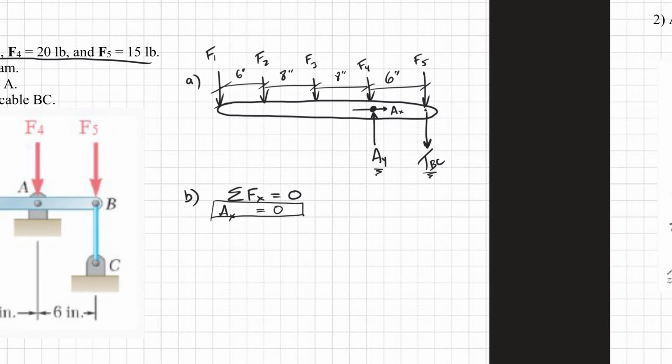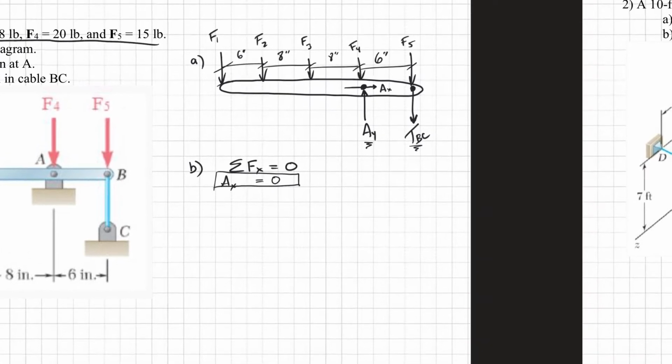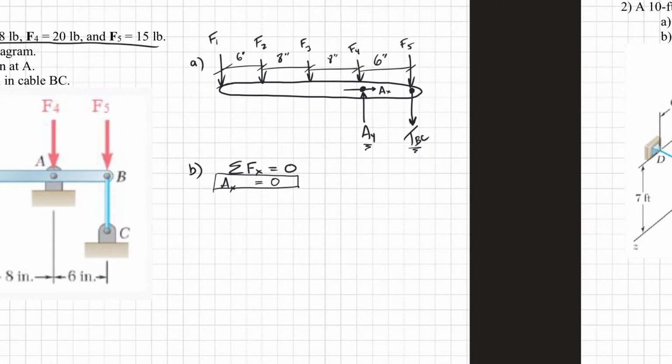So instead we're going to choose to do our moment around this point, which I believe is point B. Yeah, point B. So let's sum our moments around point B, and those are going to equal 0 because this thing's not moving. All right, so now we just need to do each force and its moment arm. So we have F1 times its moment arm, which is 6 inches plus 8 inches plus 8 inches plus 6 inches. So that's 28 inches.